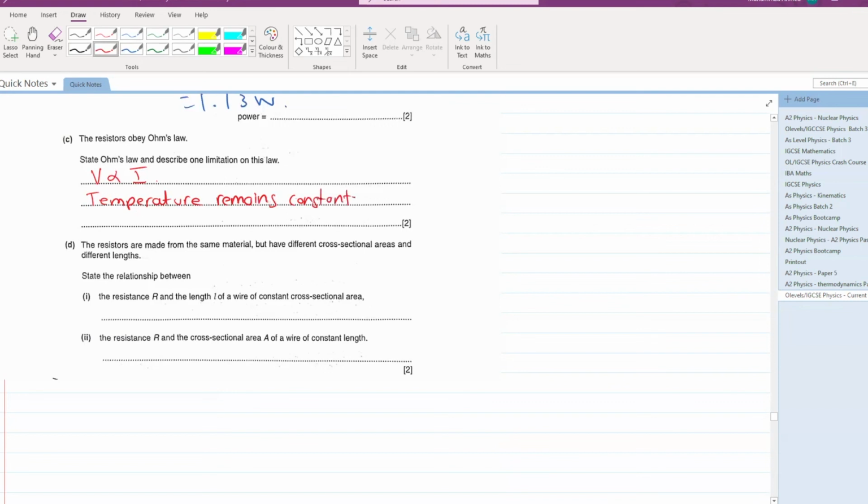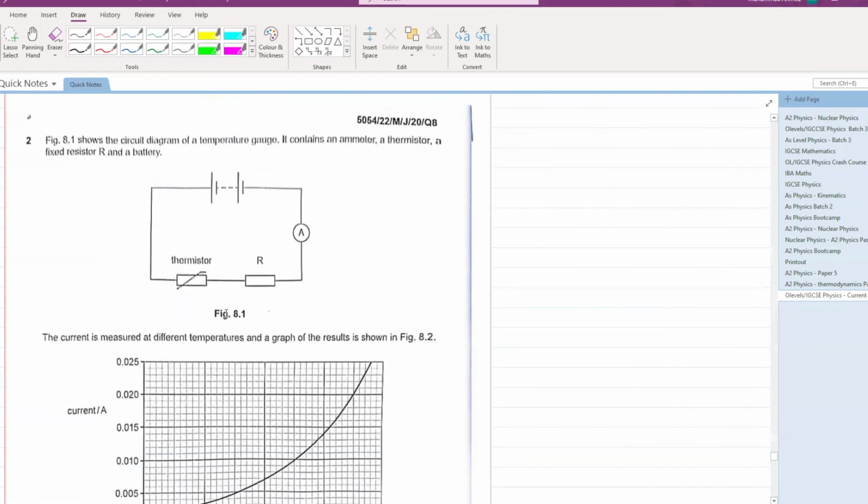The resistors are made from the same material but have different cross-sectional areas and different lengths. State the relationship between resistance and length. Resistance is directly proportional to length. State the relationship between resistance and cross-sectional area. Resistance is inversely proportional to area. Simple.